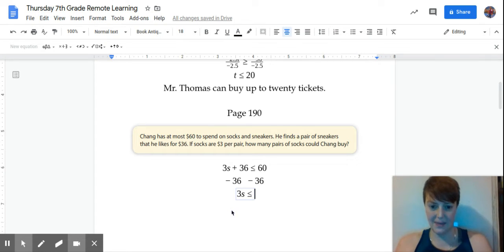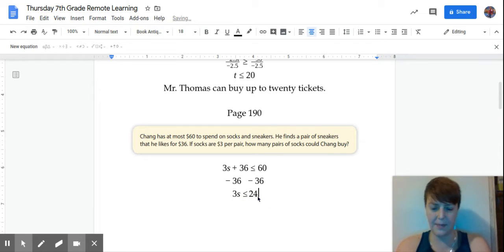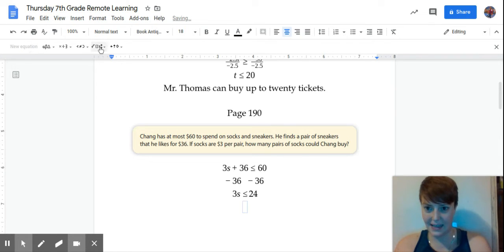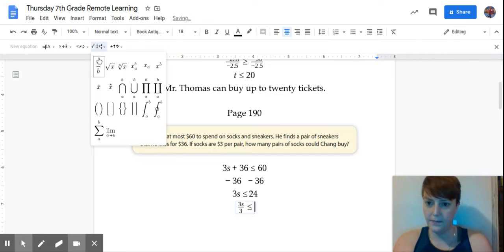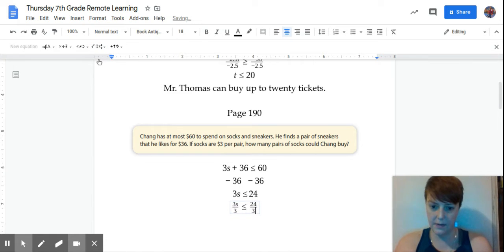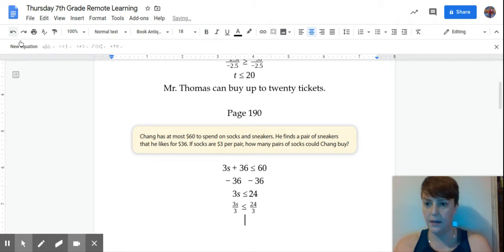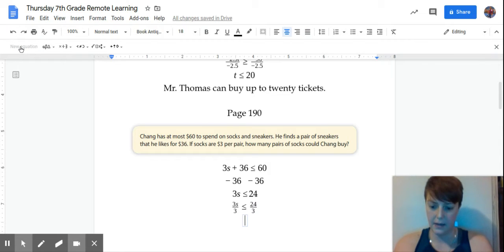This whole 60 minus 36, I probably could just check it on my calculator, right? But I'm pretty sure it's 24, so we're going to go with that. All right, I should probably click it back on. 24, there we go. And so then we divide by the number touching S in this case, and so that's going to be 3s divided by 3, and that's going to be less than or equal to 24 divided by 3. And that means that S is less than or equal to 8.